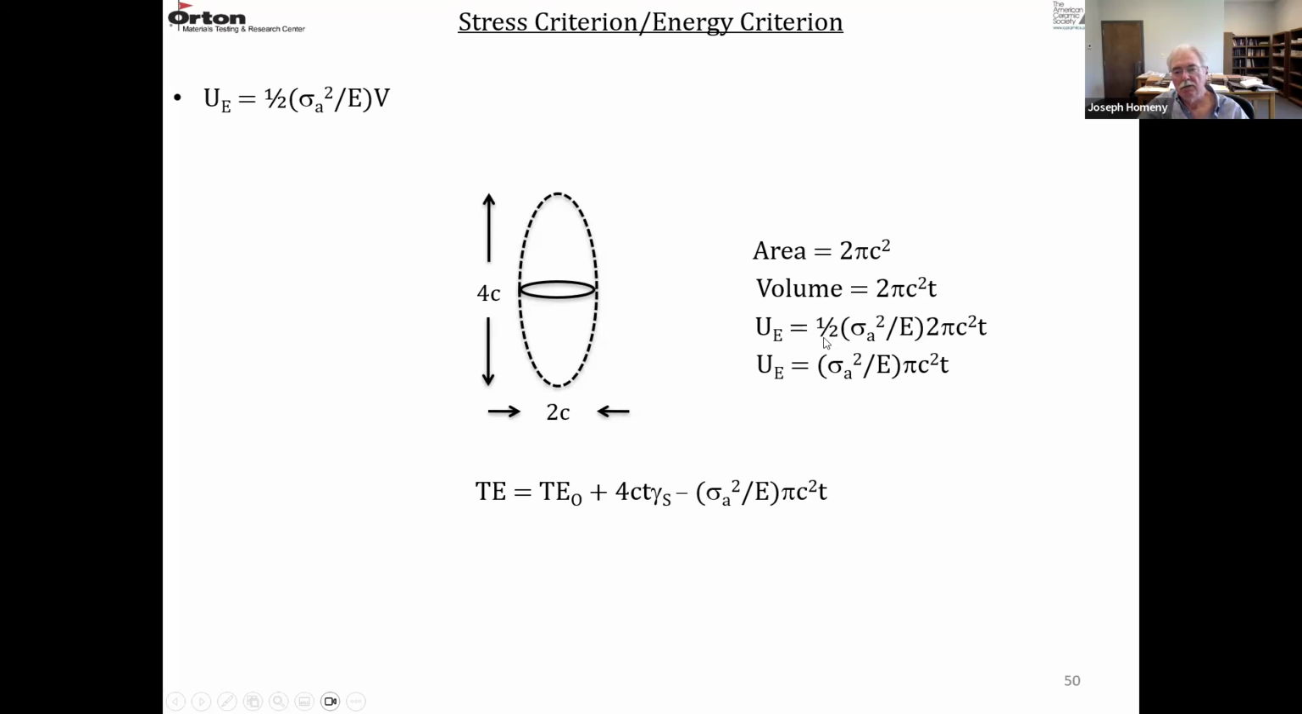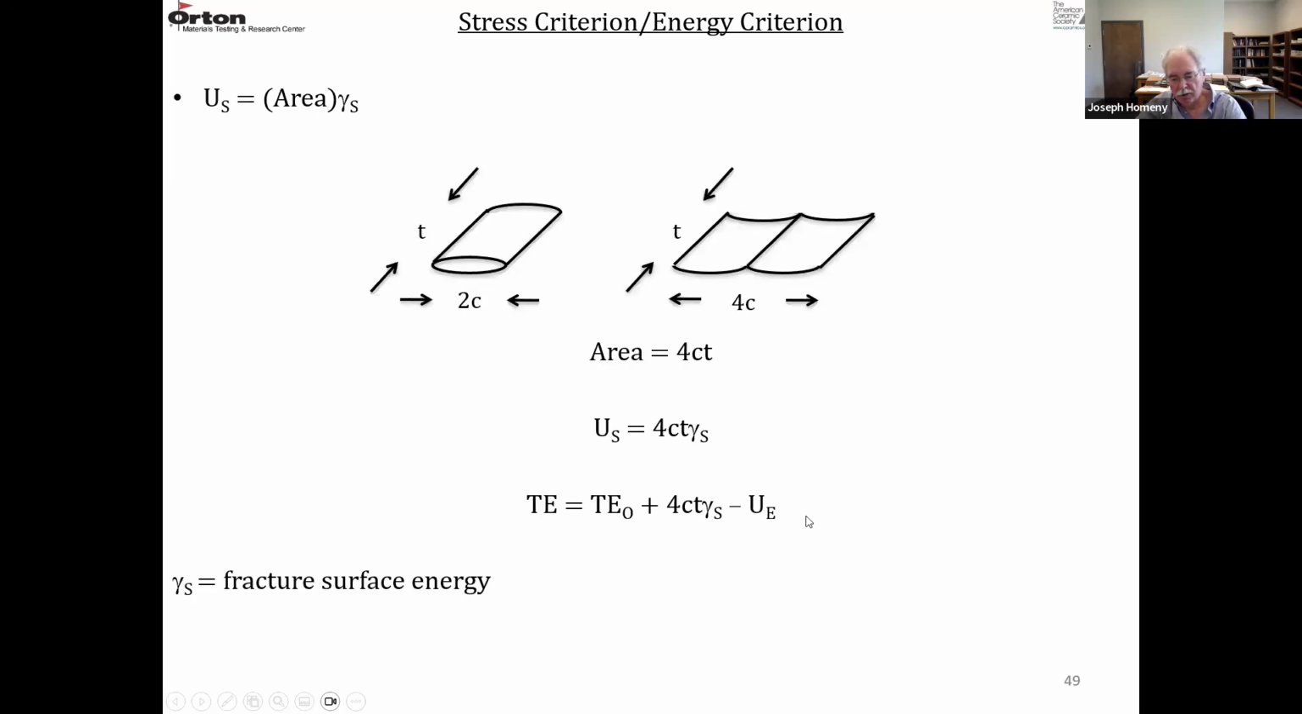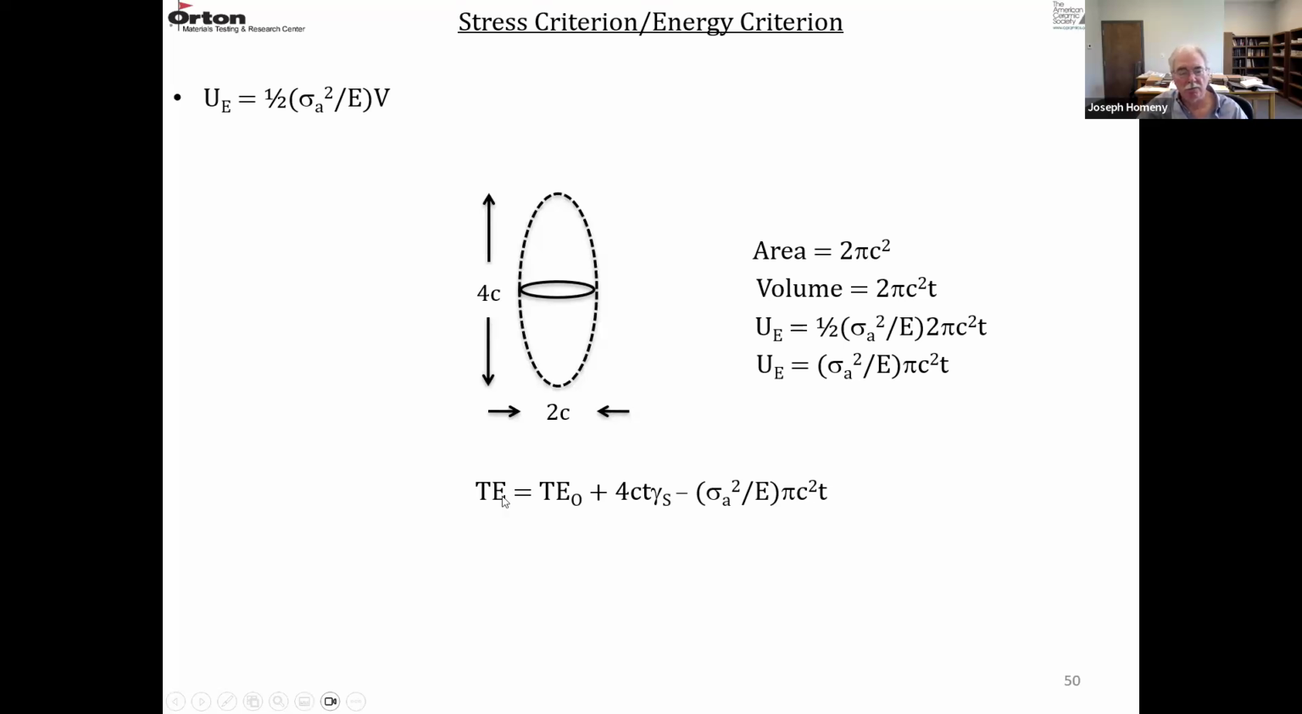So UE is 1/2 the applied stress squared over the elastic modulus times this volume 2 pi C squared T, which is right here. So you simplify that, the 1/2 and the 2 cancel. So UE equals sigma A squared divided by E, pi C squared T. And that is put into this part of the equation here. So now we have our final equation for the total energy of the system in terms of the fracture surface energy and the stored elastic strain energy terms.